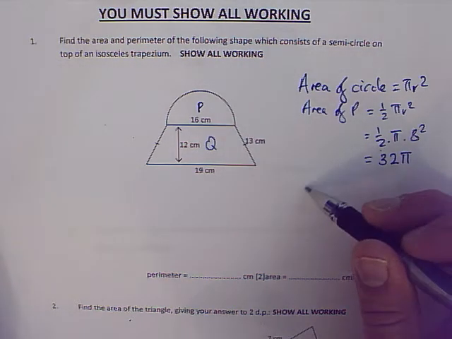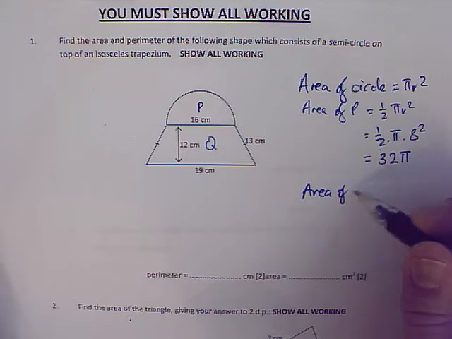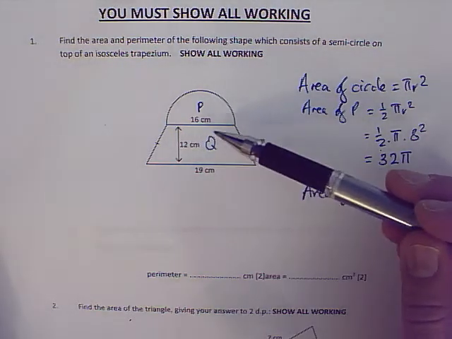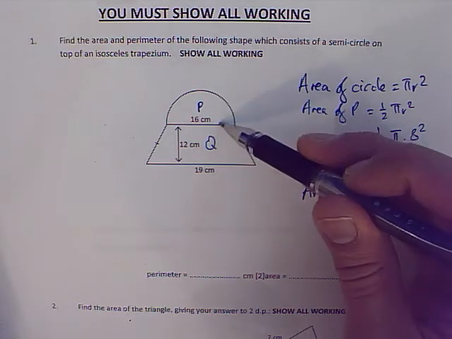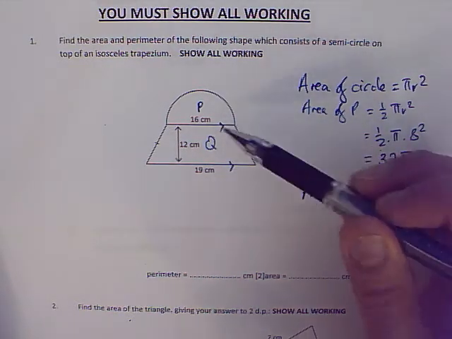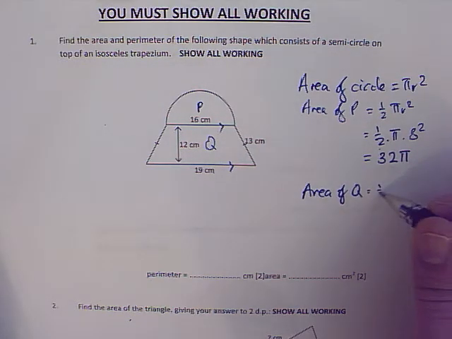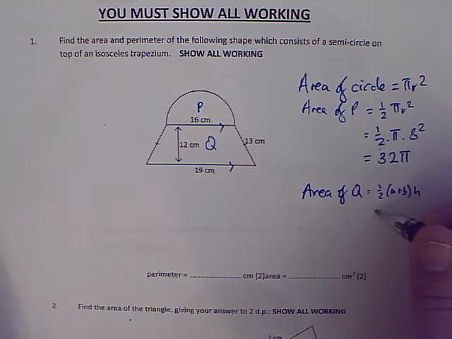The area of Q is a trapezium, and we know the formula: half the sum of the parallel sides times the distance between them. Parallel sides are the two sides going in the same direction. That's this one and this one. One is 16, one is 19. The sum is 35. Well, let's just write down the rule first of all. It's a half of a plus b times h.